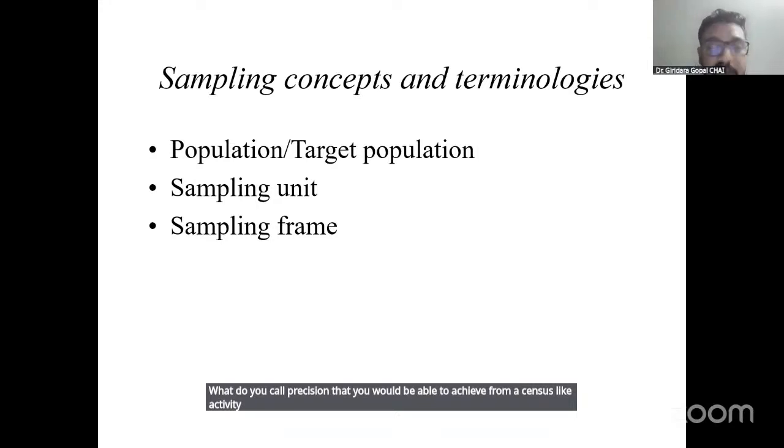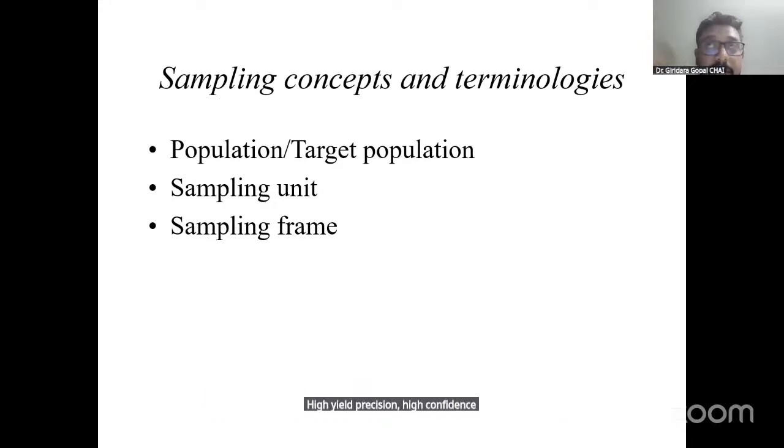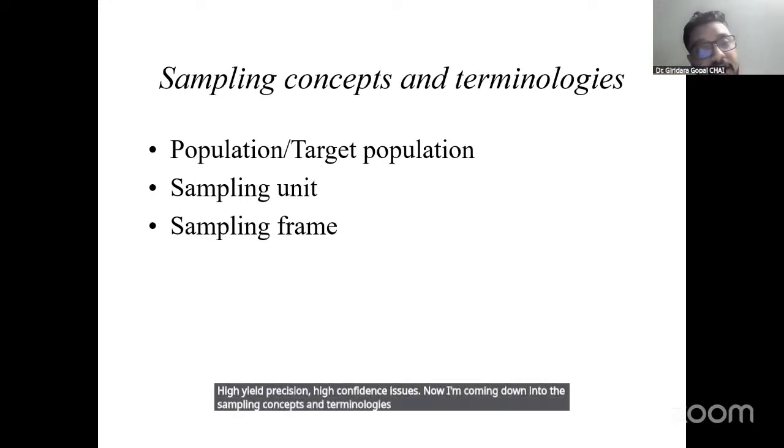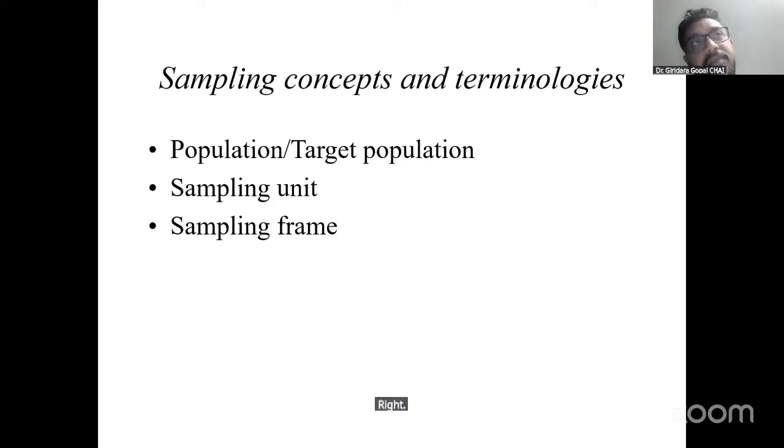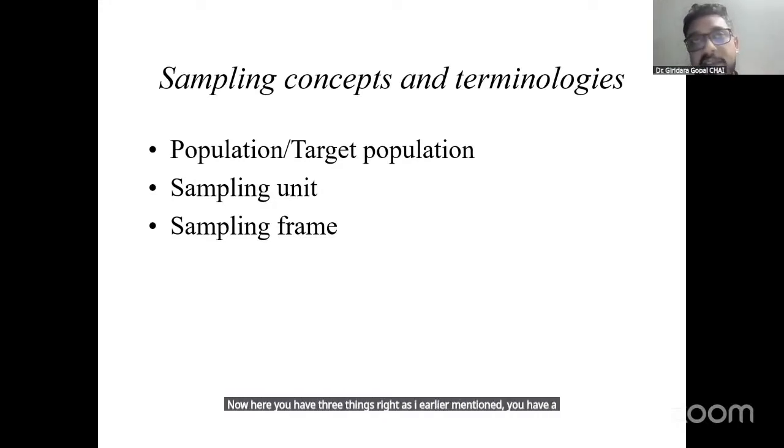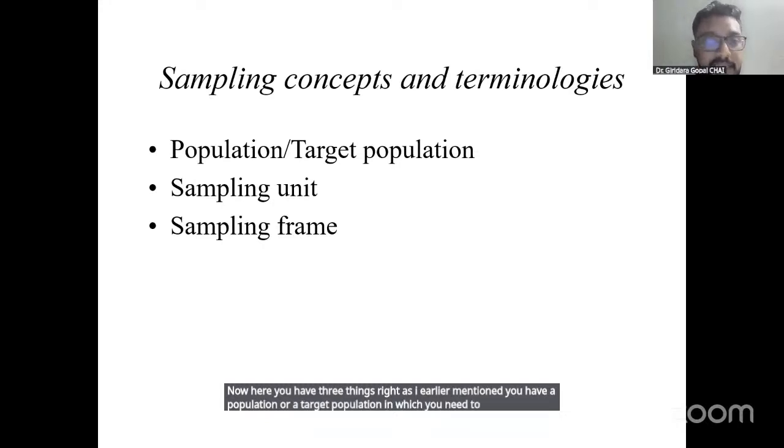Now, there are some terminologies I want to go over. While I have addressed at a population level, where you have a census, a Gallup poll or an election poll, which have high precision and high confidence, now I'm coming down into the sampling concepts and terminologies which we use for samples. Here you have three things. As I earlier mentioned, you have a population or a target population in which you need to identify the sample. Then comes your sampling unit, and then comes the sampling frame.